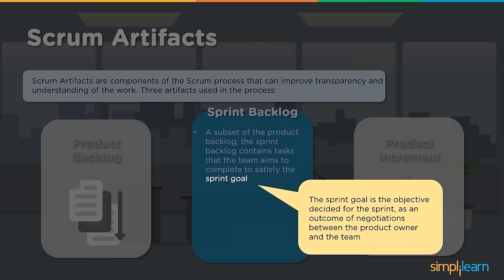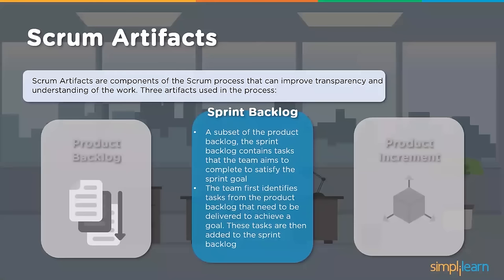So they decide and agree: yes, we can do it, or we cannot do it. If we can do it, what does it take in terms of effort, time and cost? So everything is decided and discussed, and the objective of that particular iteration is agreed upon. Once it is agreed, the team should first identify the tasks from the product backlog that need to be delivered to achieve the goal. These tasks are then added to the sprint backlog.